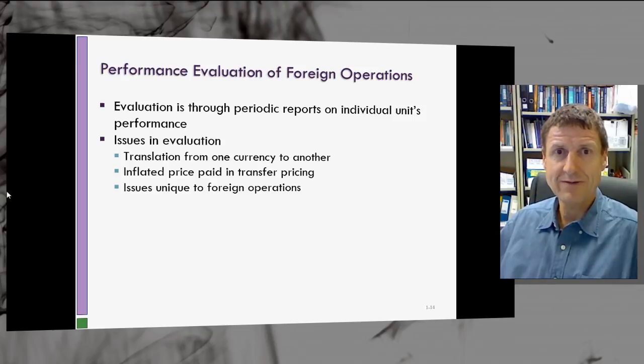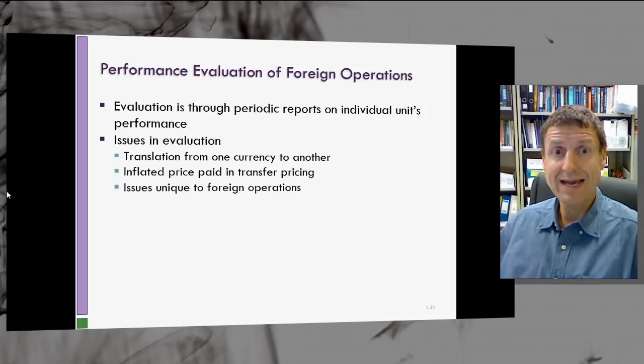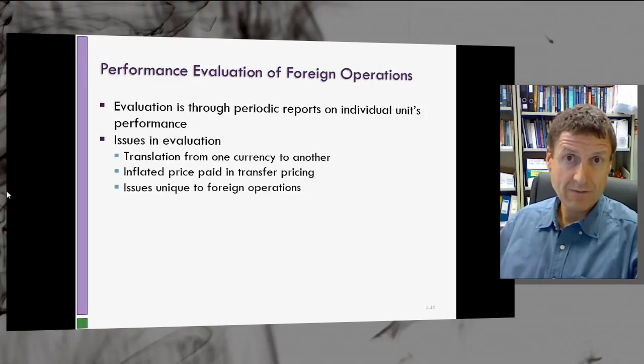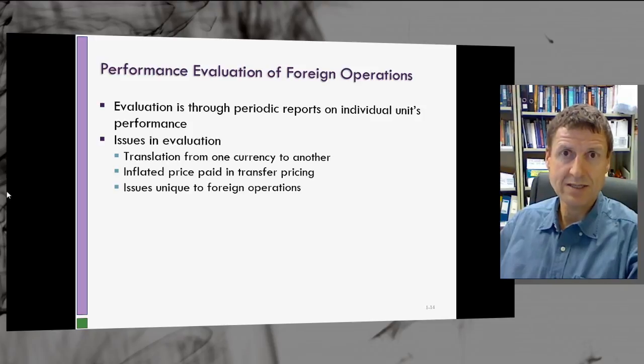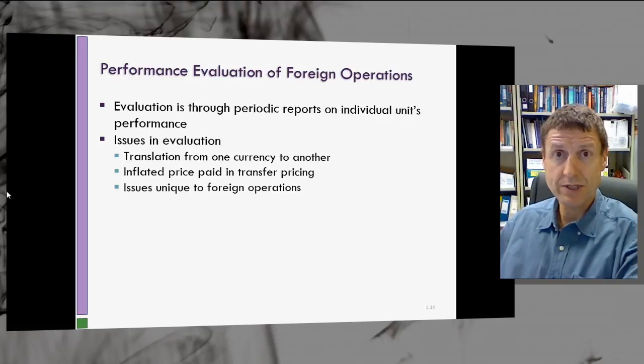And so there's a lot of issues in performance evaluation. Do you make their performance accountable to outcomes or to processes? And once you do have outcomes, for example, profits of the subsidiary, do you make them responsible for foreign currency changes? Do you make them responsible for other risks associated with the country in which that subsidiary is operating in? And so for some foreign multinationals, they choose to put all the risk onto the subsidiary.